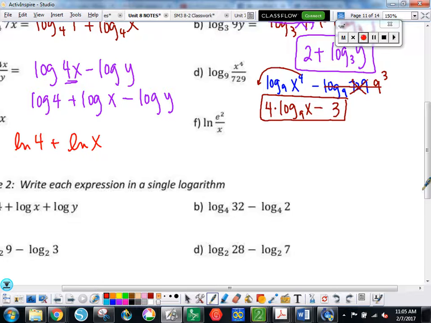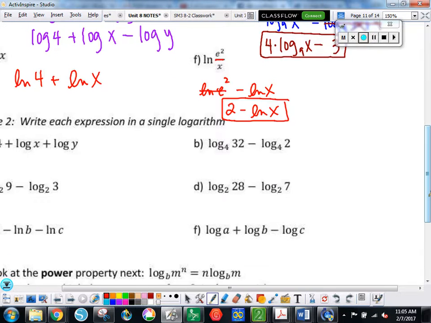What about part F? This one right here does what? Natural log of e squared minus natural log of x. And you can simplify here. Ready? So the e and ln go away, and you're left with 2 minus the natural log of x. Okay?